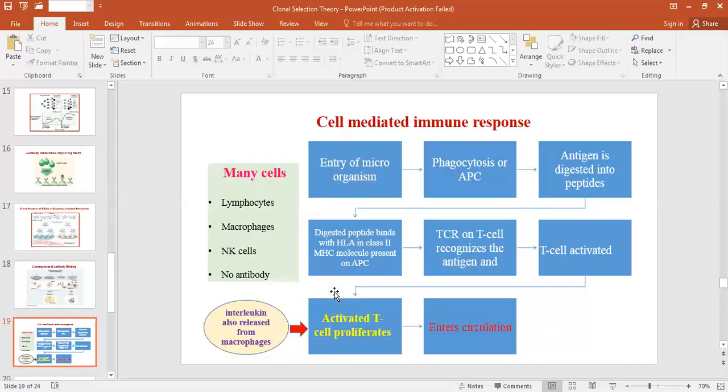Then the cell-mediated immune response. How does the microorganism enter and what are the responses? There are two different types of response: cell-mediated response and humoral response. The cells responsible here are lymphocytes, macrophages, and NK cells. No antibody is involved here. After entry of the microorganism, it may be identified by the macrophages and phagocytosed, or it can be identified by antigen presenting cells, and then it will be digested in the endosome into peptides. The peptides must possess some epitope. The digested peptides then bind with the antigen.